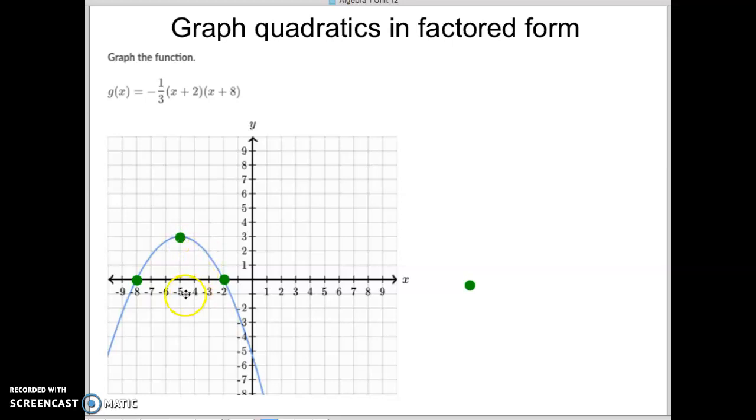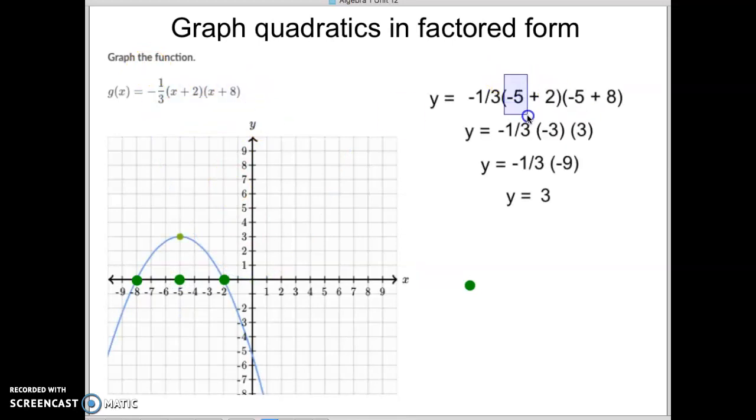Here's how you figure this out. As soon as you know that the vertex comes right in the middle at -5, we can plug -5 into our original equation. I'm going to do that right here. I'm going to plug -5 into the equation for x and -5 in the equation for x, and I'm going to solve it. So -5 plus 8 is +3. -5 plus 2 is -3. I'm then going to multiply the -3 and the +3, which gives me -9 right here.